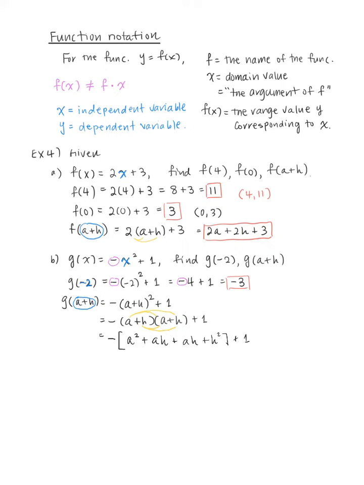So now this is going to become negative a squared plus, if I combine this, you're going to have 2ah plus h squared and then plus 1. Now lastly, distribute that negative sign. You're going to get negative a squared minus 2ah and then minus h squared, then finally plus 1. So that's going to be our answer.